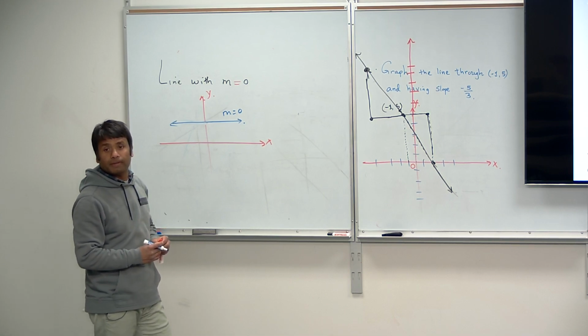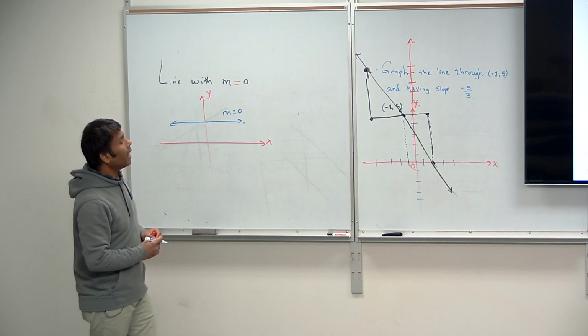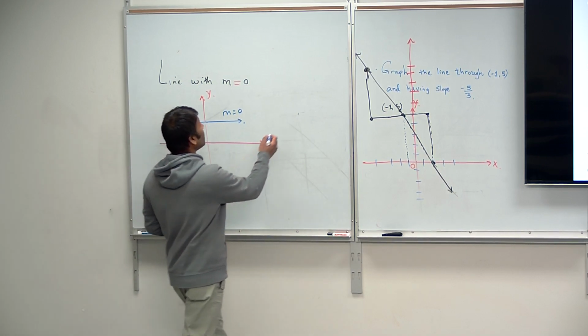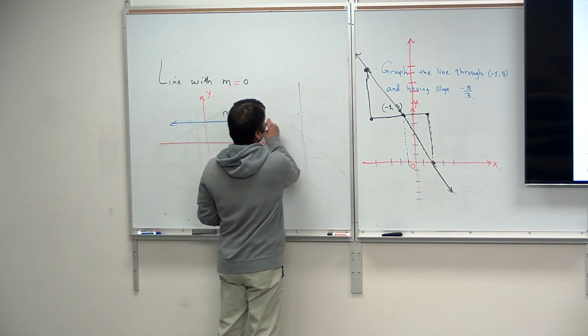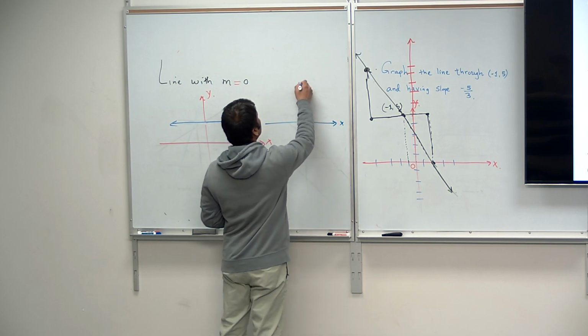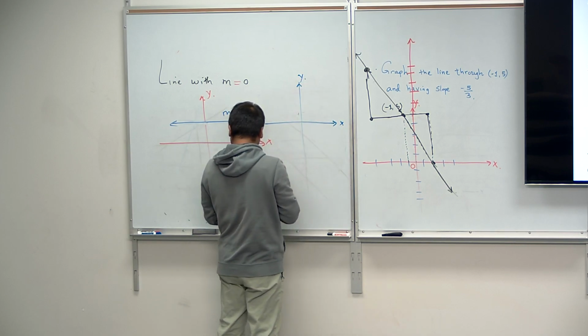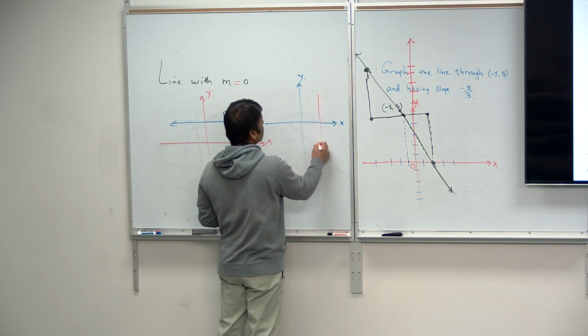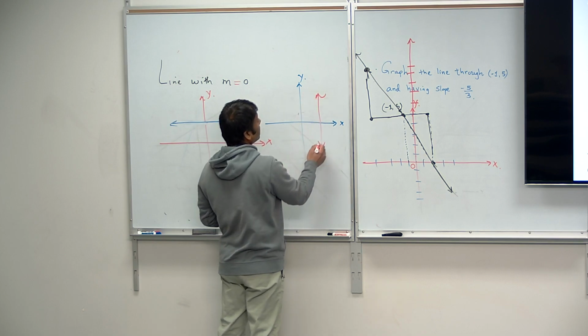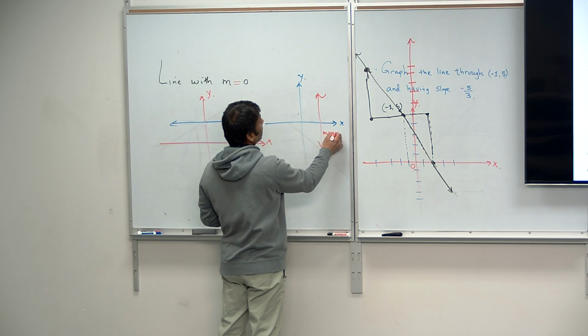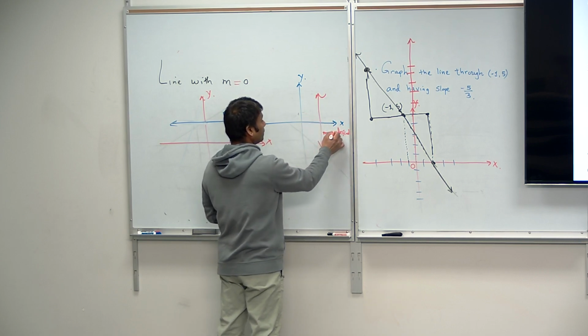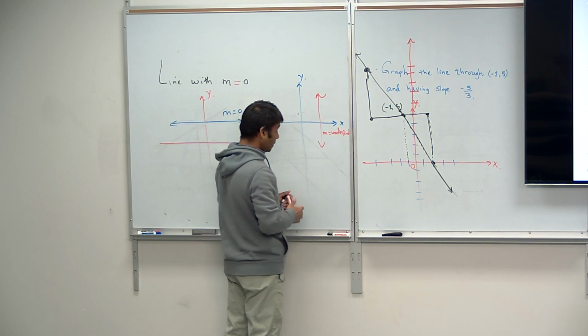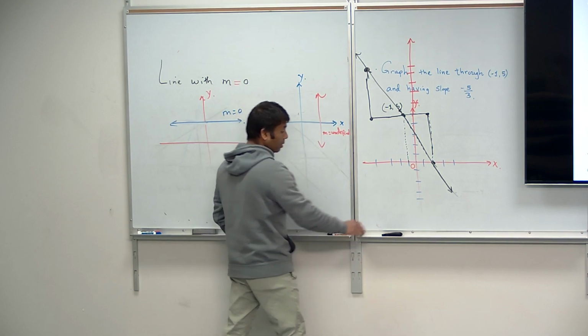So this is a constant function. Constant, okay. And if you have a vertical line, this is your x-axis, this is your y-axis, and if you have a vertical line like this, this line has a slope undefined. Slope is undefined. This is the slope of the vertical line.